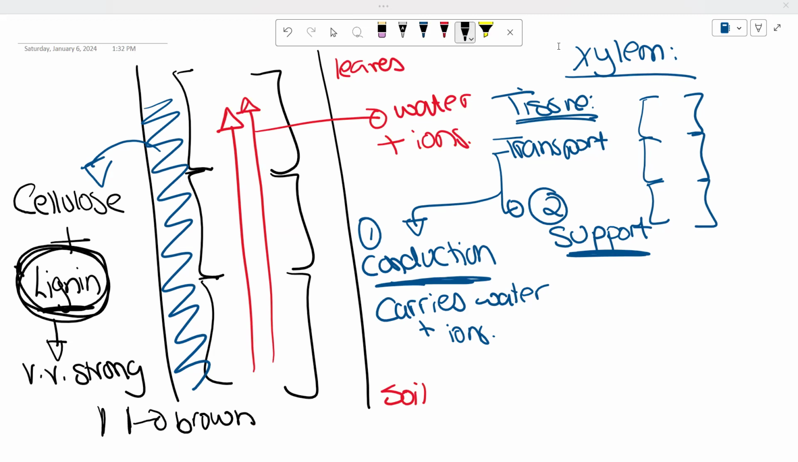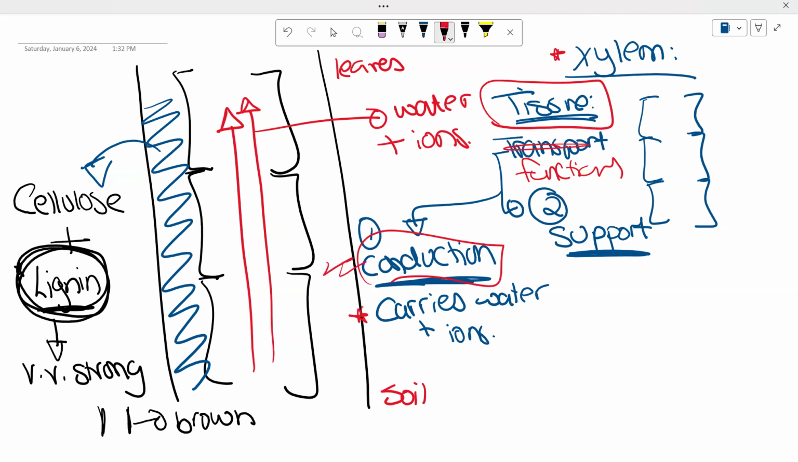Are you all with me? So we are still talking about the xylem. The xylem, two functions. First, it's a tissue. It's not a cell, it's not an organ. It's a tissue. It's made up of similar cells that carry out a particular function. Now, what is that particular function? The xylem has two functions. One, it carries water and ions, and this function is called conduction. And the second function, because it has very thick, very strong cell walls, is that it provides support. Is anything hard in what I said?